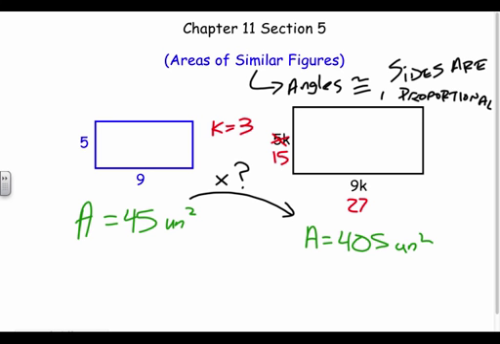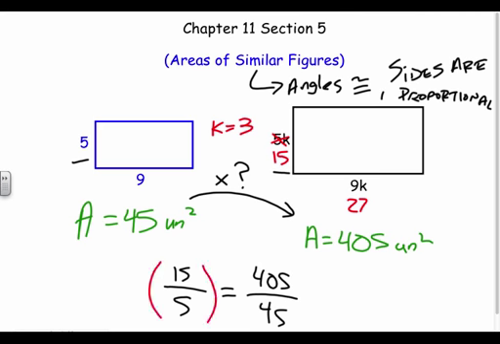Well, what is our scale factor here? It's 3, right? And I can find that by taking one of the new sides, putting it over one of the old sides that correspond, so 15 over 5. And I'm going to set that equal to my new area over my old area. Well, obviously that doesn't match up. Those aren't proportional. But I could do something to my scale factor so it matches up and makes it proportional. What I would do is square the scale factor. Square that ratio of sides, and then it works out. Then it makes them proportional.